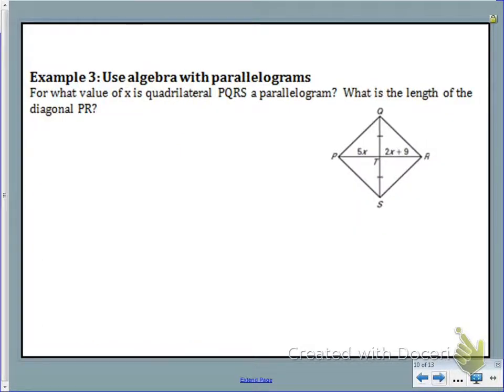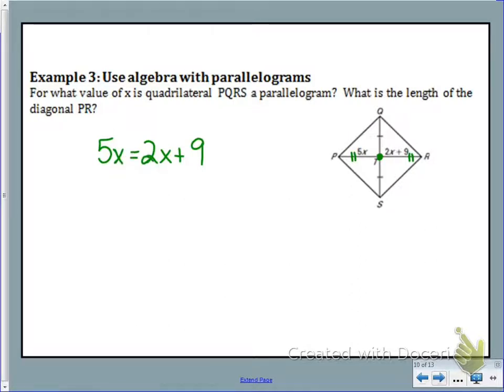Okay, next one says, for what value of x is quadrilateral PQRS a parallelogram? What is the length of diagonal PR? Well, if we think about a parallelogram, we know that the diagonals bisect one another. So that means they cut each other in half. So if this is a parallelogram, point T is actually the midpoint of QS and PR. Those are both of the diagonals. So in order for this to be a parallelogram, 5x would equal 2x plus 9. Sorry about that. That should have been 5x equals 2x plus 9.